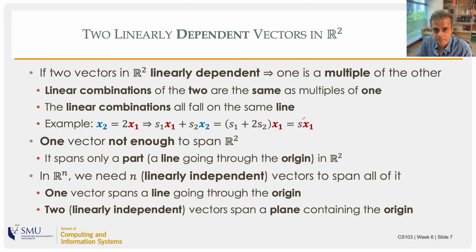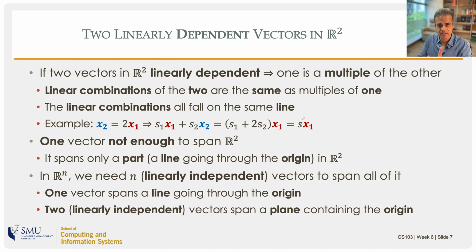Two linearly independent vectors are needed and enough to span all of R2. Similarly, going on to the world of Rn, you need n linearly independent vectors to span all of it. If they are not linearly independent, then you will span only part of it. In Rn, much like in R2, if you have only one vector, it will span a line going through the origin. It will span a line of vectors. Any vector in that line can be generated by appropriate multiples of this one vector.